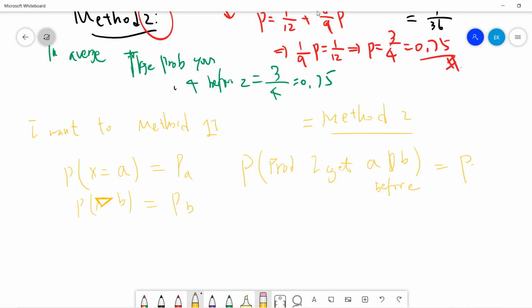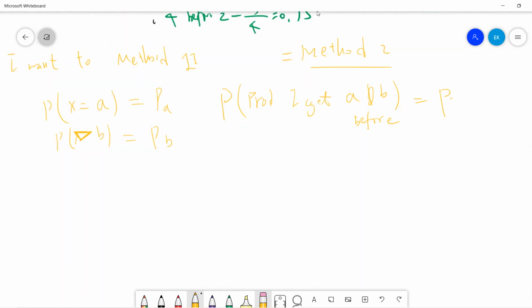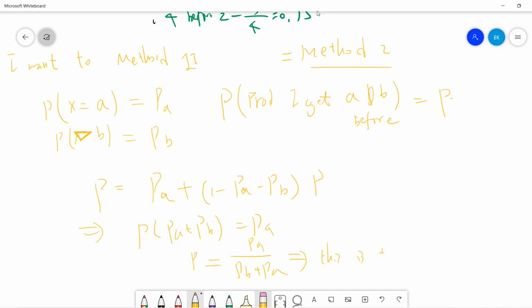Let's say this is P. From method 1, we know P equals PA plus, if I didn't get A or B, 1 minus PA minus PB times P. Solving this, we get (PA plus PB) P equals PA, so P is just PA divided by PA plus PB. This is the same as method 2.